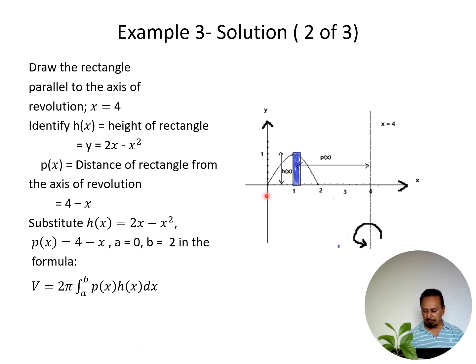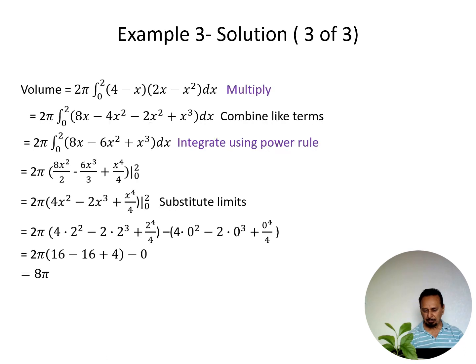And let's see, the plane region here starts at x value a equals 0, and the second x value, b, is 2 here. So now the formula we're using, V equals 2 pi integral from a to b of p of x h of x dx. So the volume becomes 2 pi integral from 0 to 2 of 4 minus x times 2x minus x squared.